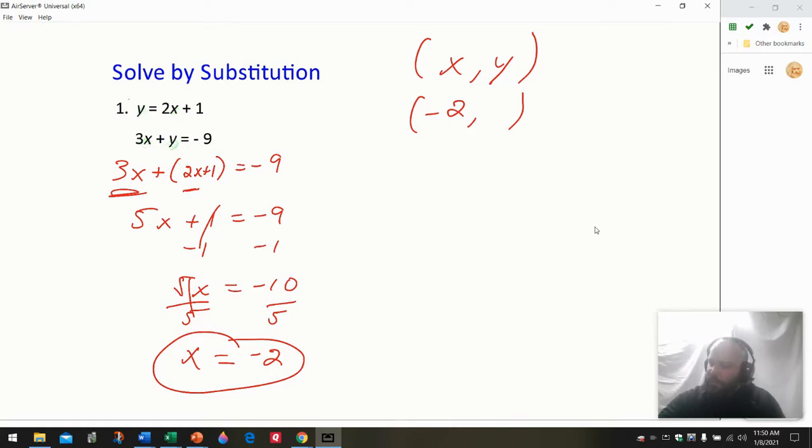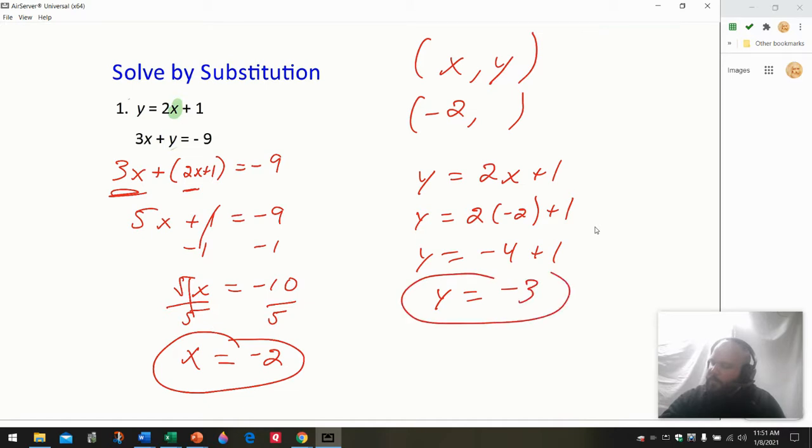The way that we're going to do that is we're going to substitute the -2 in for x right in there in that equation, because that one is already solved for y. So if I write the equation y equals 2x plus 1, and then I'm going to substitute in -2 for x. And we get -4 plus 1, which gives me y equals -3. So there's the other number we need, which we now can use to finish the ordered pair. And you can see that the ordered pair is -2, -3.